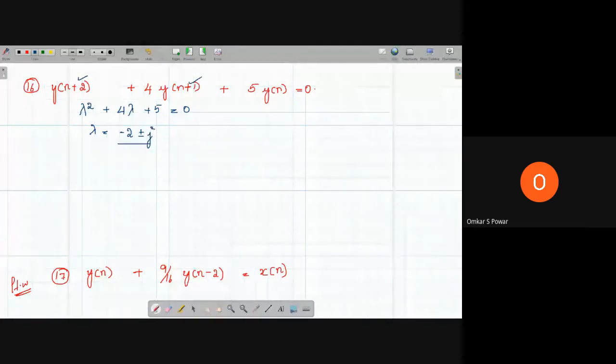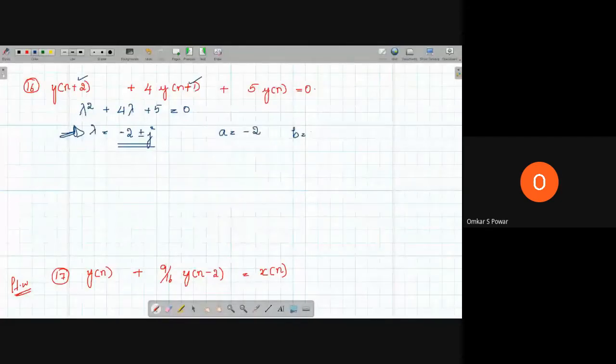If you find difficulty in how to use this scientific calculator and all, I have made a video for that. If you want, you can mail me, I will forward that video to you. Okay, so now we have got lambda is equal to minus 2 plus or minus j. From this we will get a is equal to minus 2 and b is equal to 1.